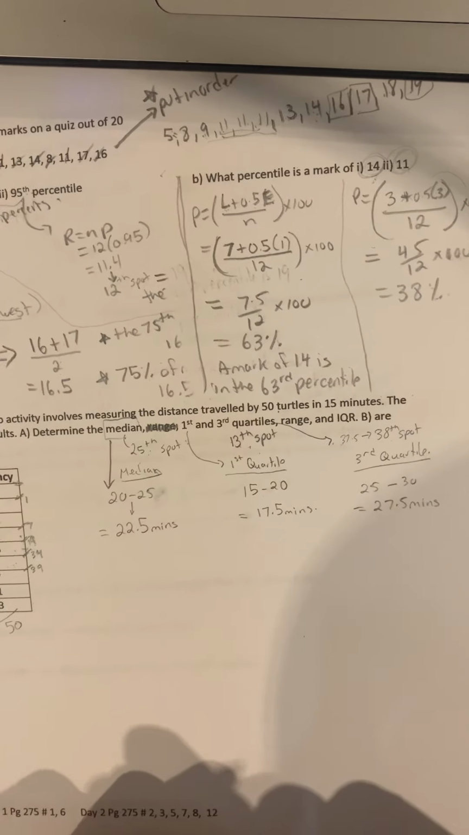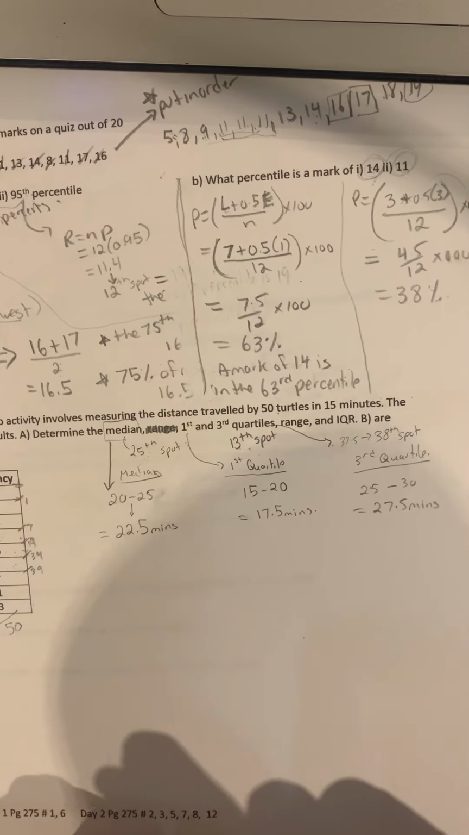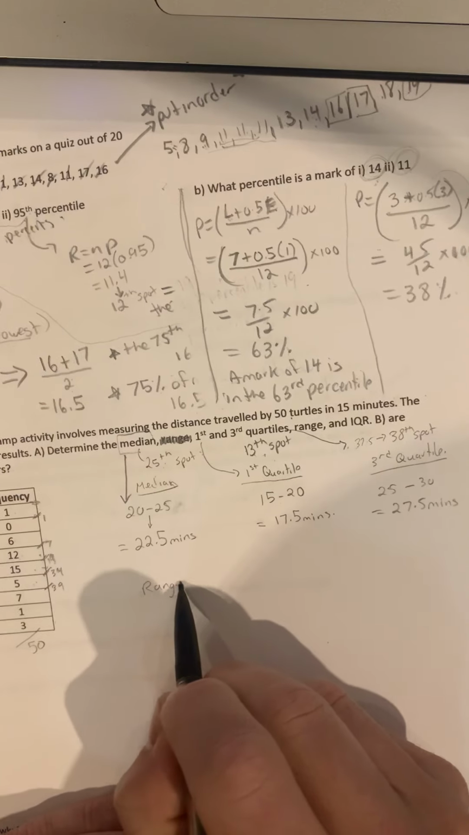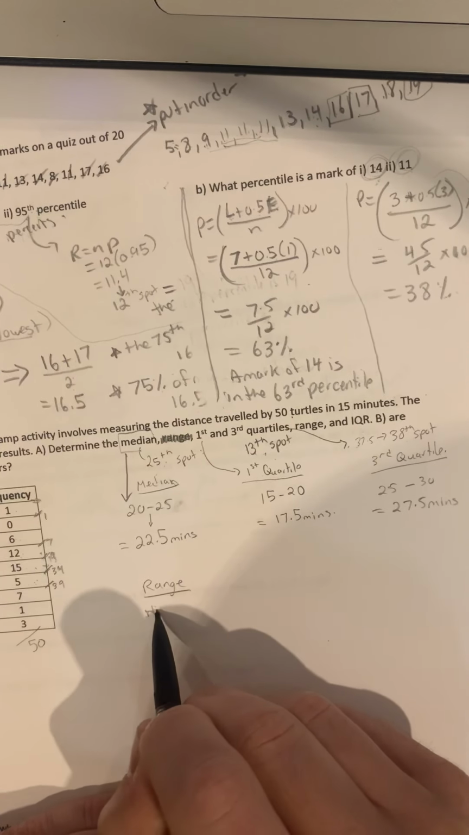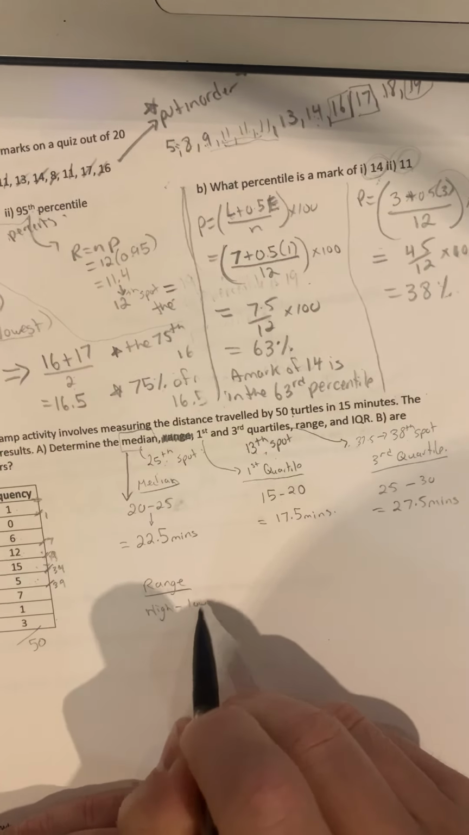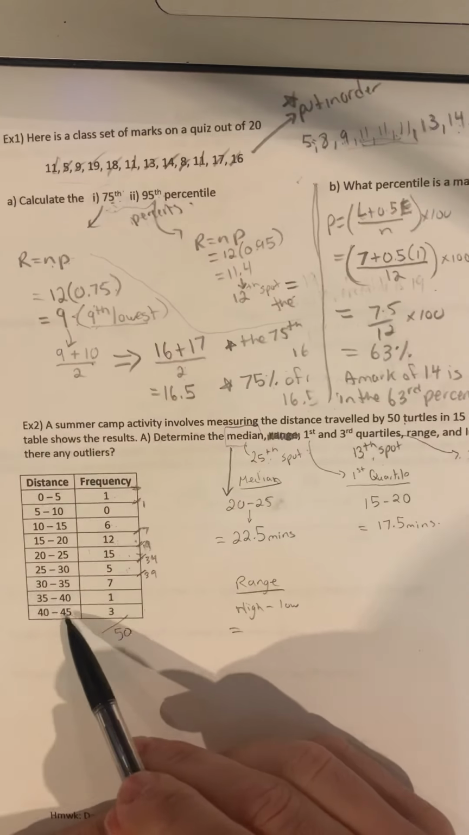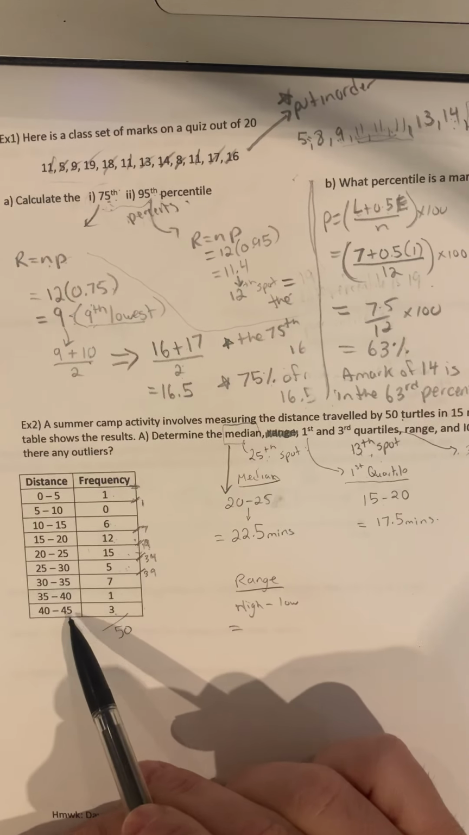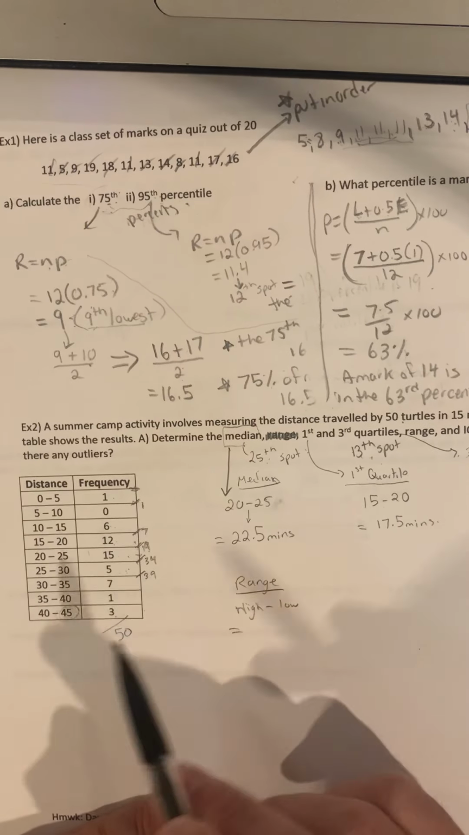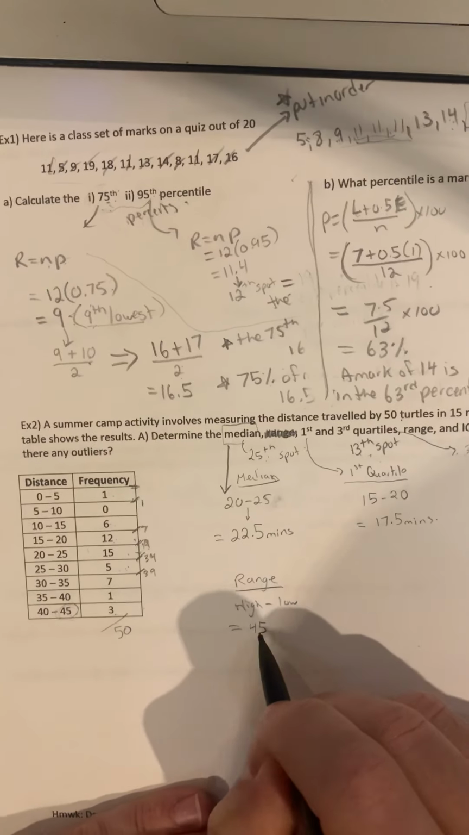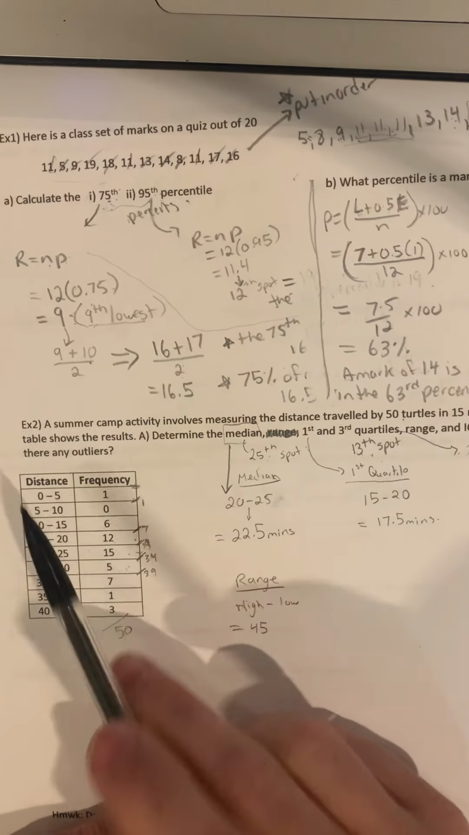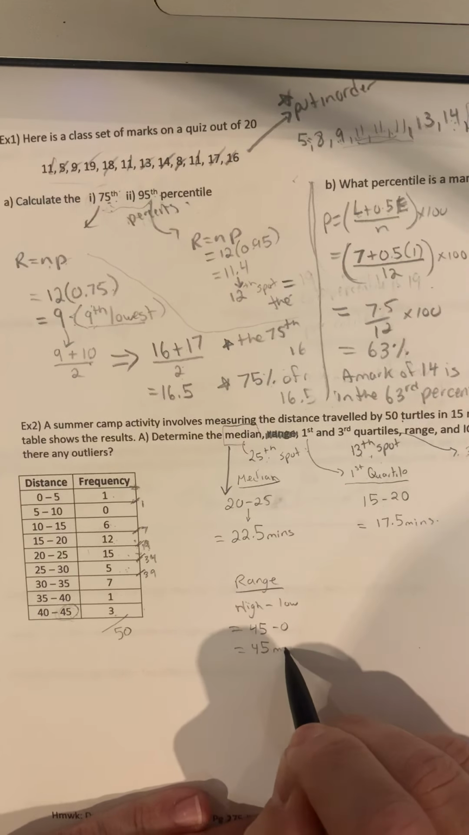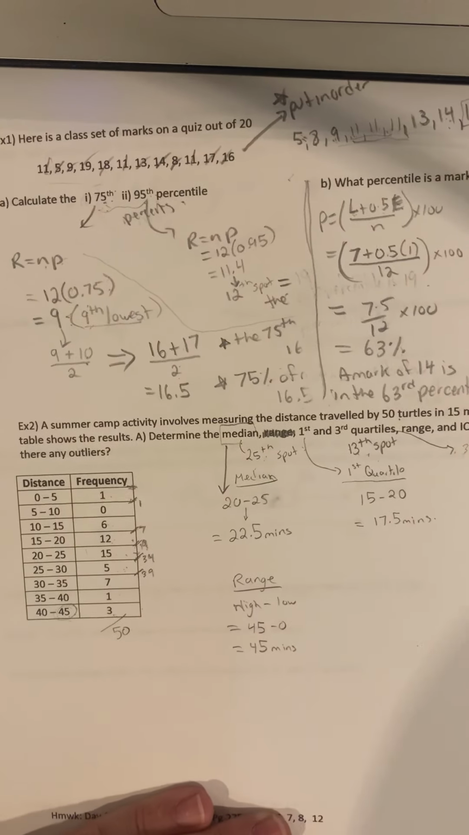Now we go to the range. Our range is our highest value minus our lowest value. We don't know what the highest value is, we just know it's in this range. So the highest possible value we could have is 45, and the very lowest value we could have is 0. So 45 minus 0 is 45 minutes, the range.